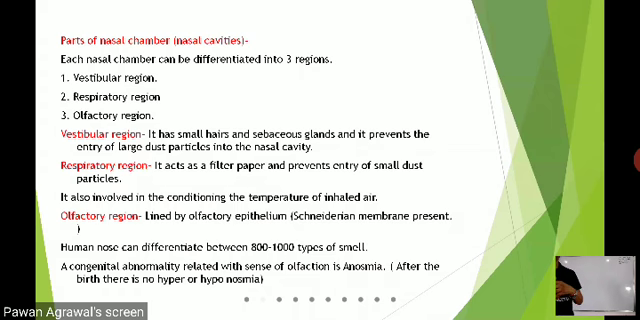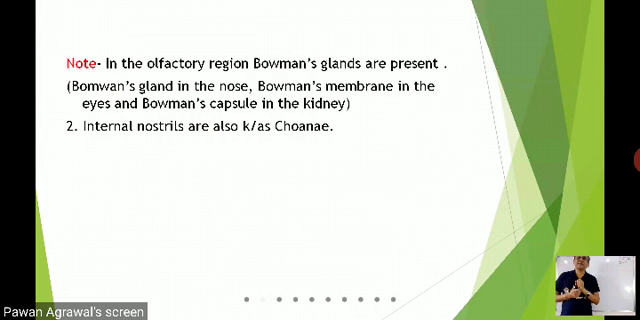Getting? In the olfactory region, Bowman's glands are also present. We have discussed Bowman's membrane in the eye, Bowman's capsule in the kidney, and Bowman's glands are present in the nose. So this point you have to remember.